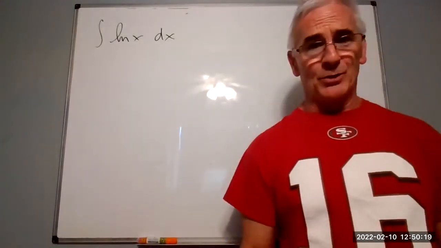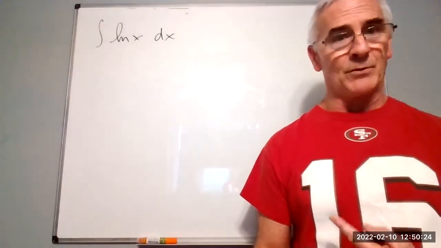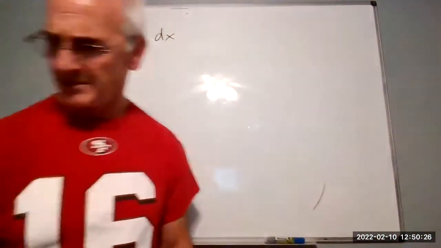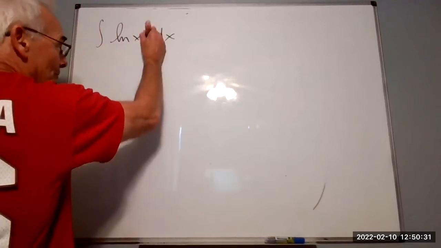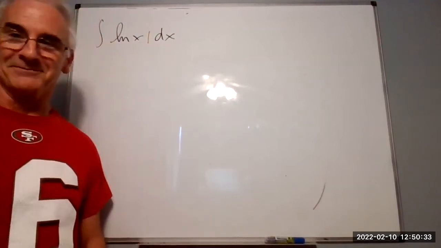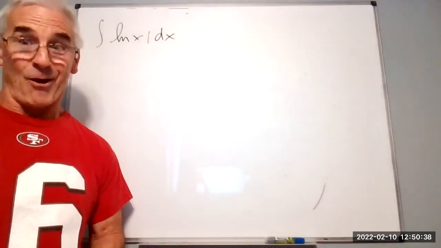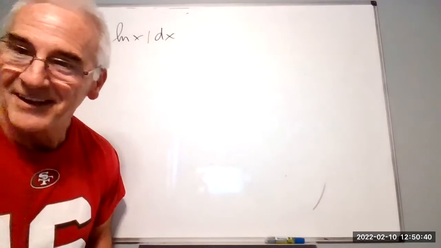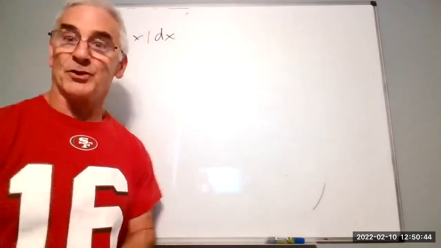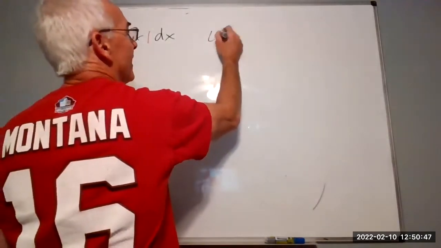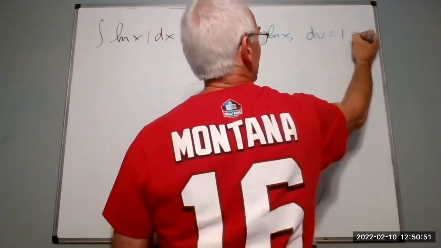Well, my u is log x, I know that, but I need a second function. Well, you have one. Don't you guys see the second function? Oh, come on, you guys can't see the second function? It's right here. What's my second function? 1. Can I do that? Oh, yes, I can do that. In fact, I just made this problem really easy. How did I make it easy? Because if your u is log x, then your dv is 1 dx.